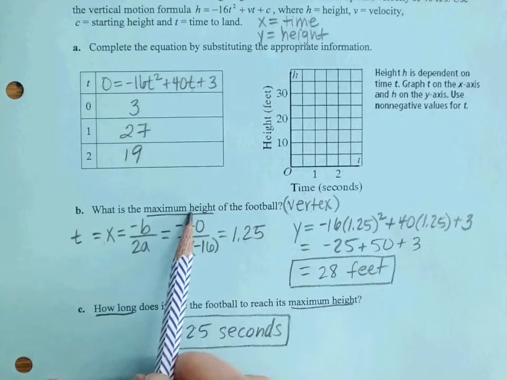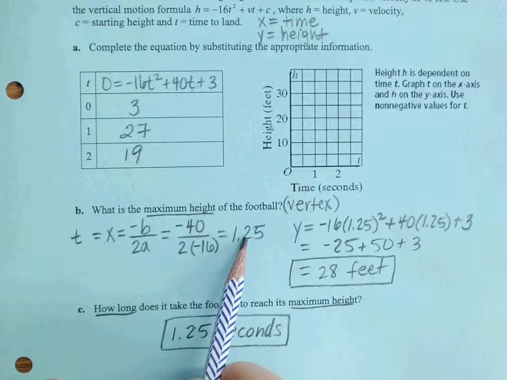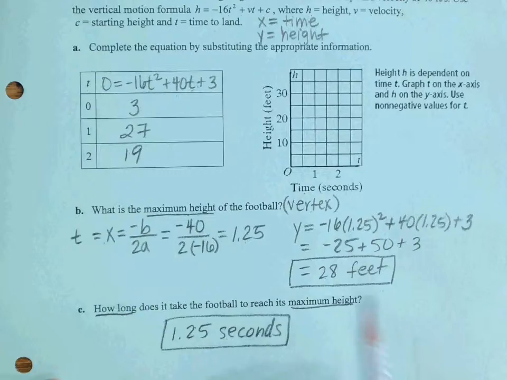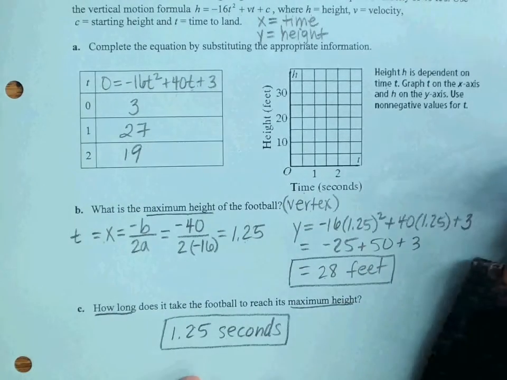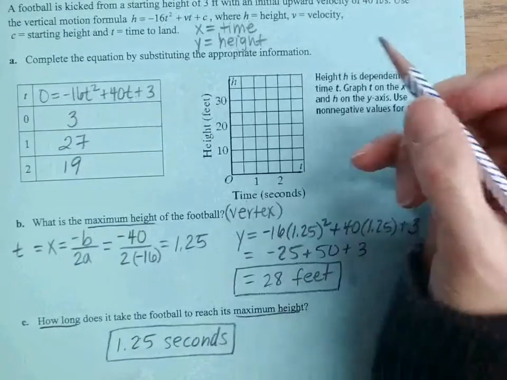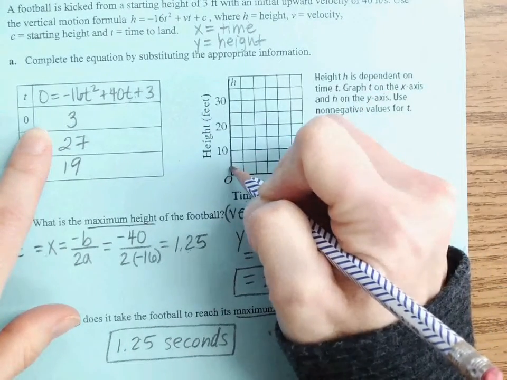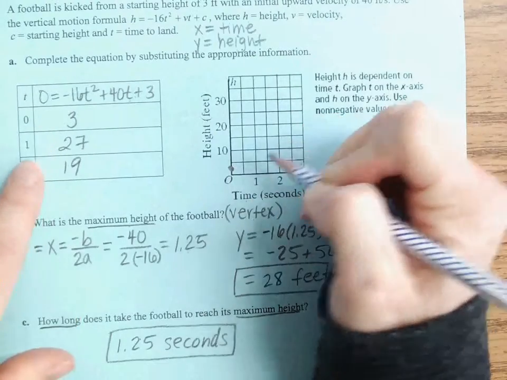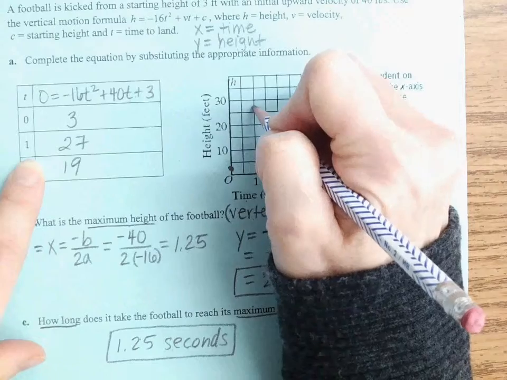So again, the vertex is the maximum height. It happens at 28 feet, and it happens after 1 1/4 seconds. Okay, now taking my graph and my maximum height, let's plot it into this coordinate plane here. So when x is 0, height is 3. When x is 1, we have 27.